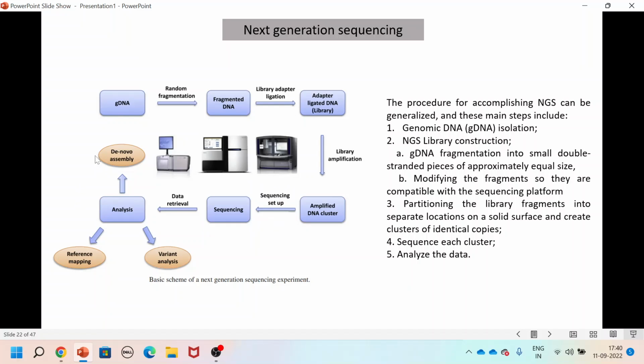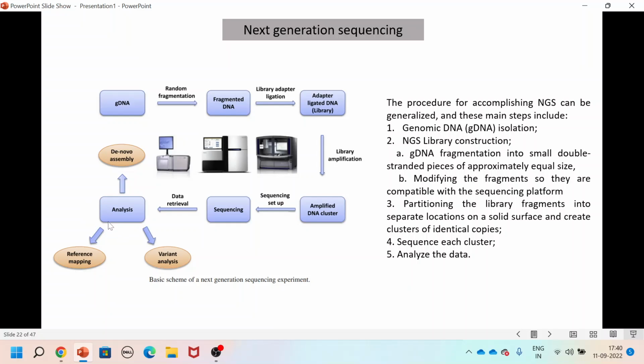So in this, firstly, we isolate the genomic DNA. The genomic DNA is isolated and it is fragmented randomly. So random fragmentation takes place. After this, we add the adapters to these random fragments using library adapter ligation. So these adapters are ligated with the DNA. After this, we amplify these ligated molecules. This leads to the amplified DNA clusters, and after this we sequence these DNA clusters and we get the data for the analysis.